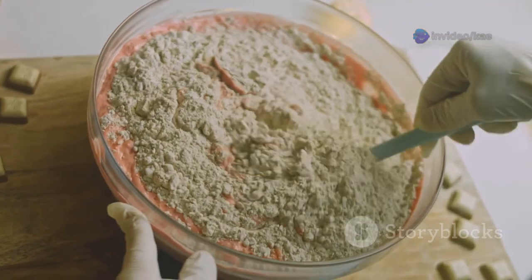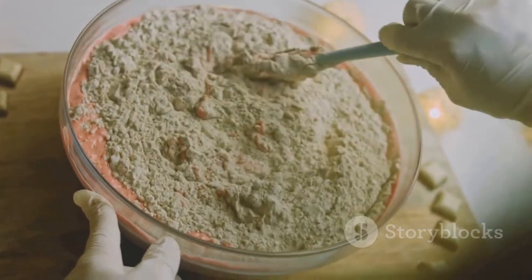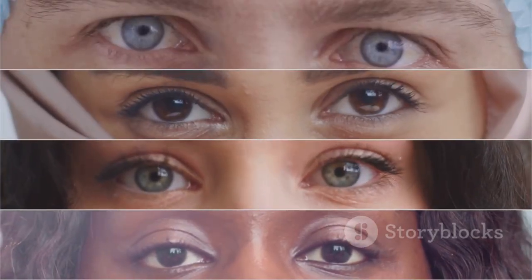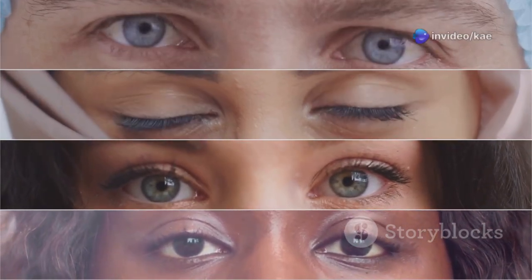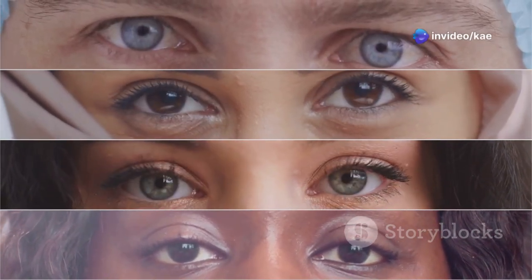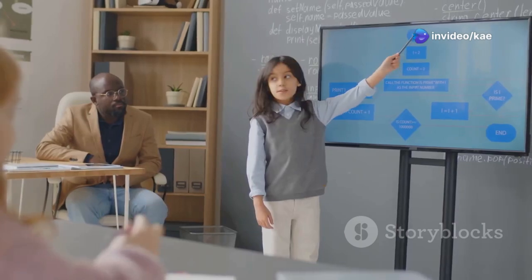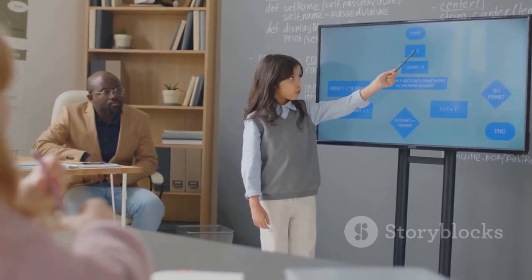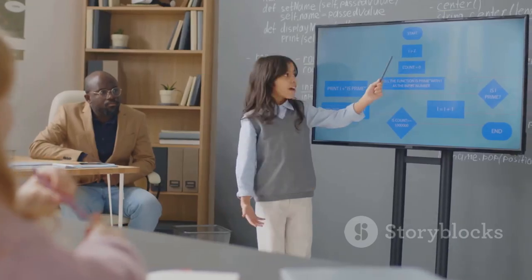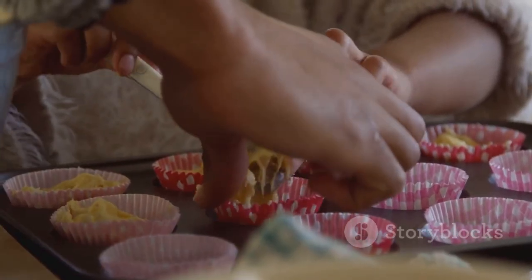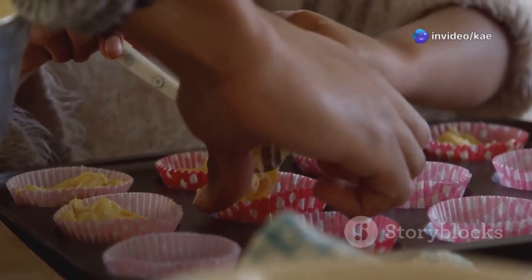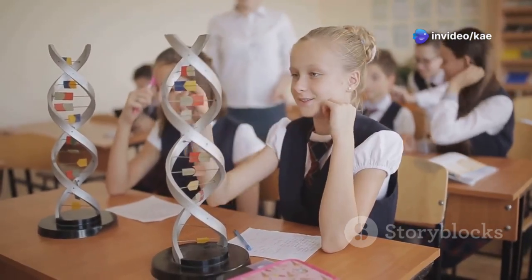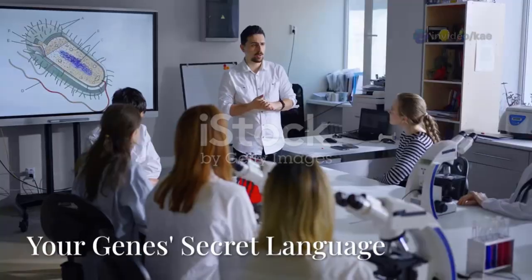Imagine you're baking a cake and you have recipes for different flavors like chocolate or vanilla. Just like those recipes determine the cake's taste, genes determine our traits like eye color or hair color. Now, a Punnett square is like a simple chart that helps us predict the different combinations of genes an offspring might inherit from their parents. It's like mixing and matching those cake recipes to see what flavors you might get. Intrigued? Let's unravel more about these genetic blueprints in the next section.